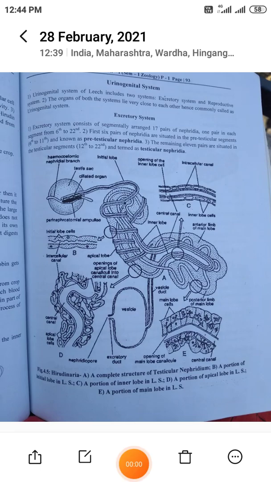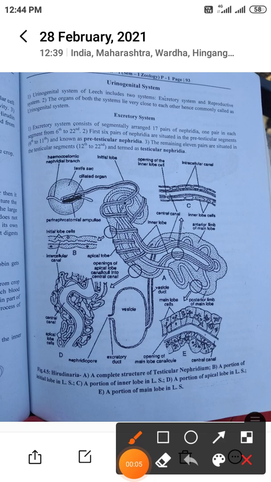Here we will discuss the topic urinogenital system of leech. The urinogenital system of leech includes two types, the excretory system and the reproductive system. The organs of both systems lie very close to each other and hence are commonly called the urinogenital system.